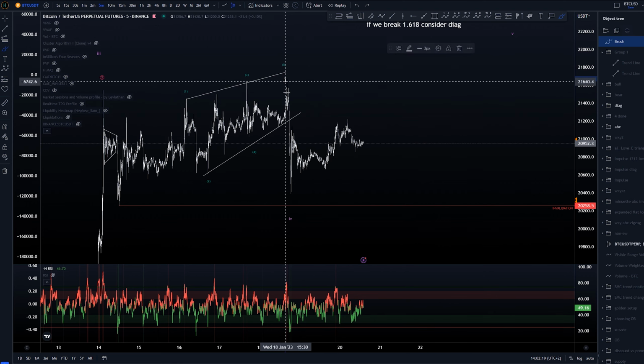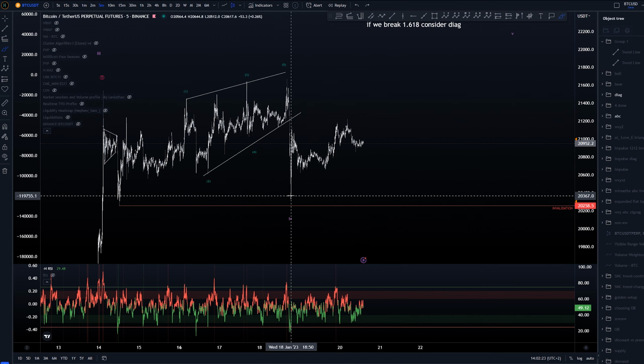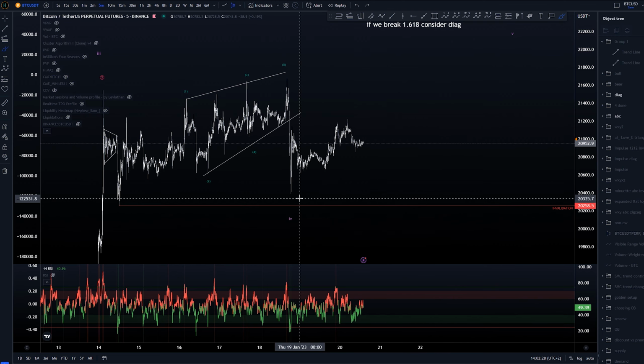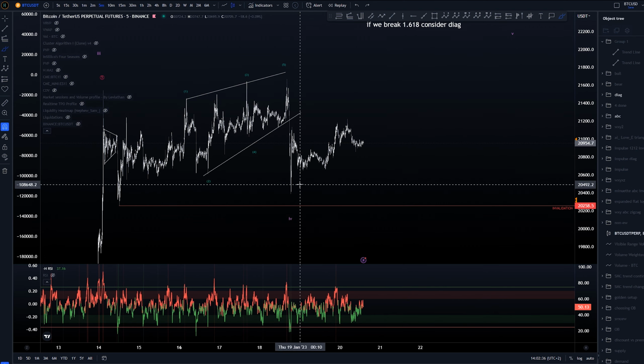I would stick more to the idea where this is finishing something instead of beginning, and this would be some kind of structure like this. I would be expecting this to be taken out if this structure is indeed a start of something. So again, we don't know that.